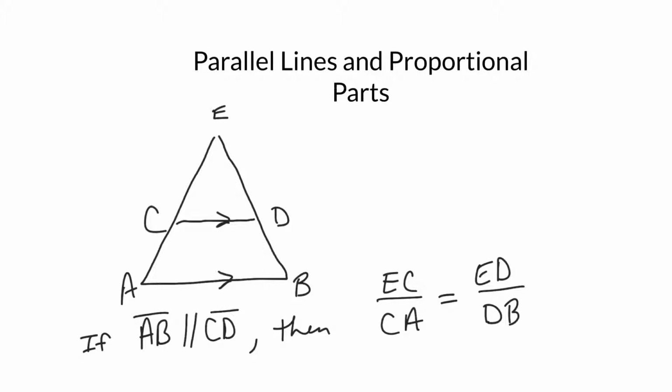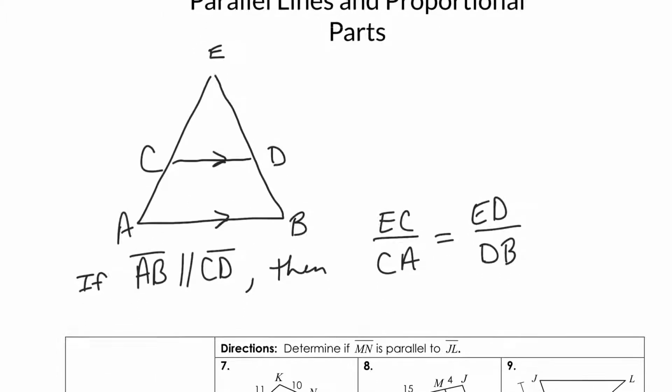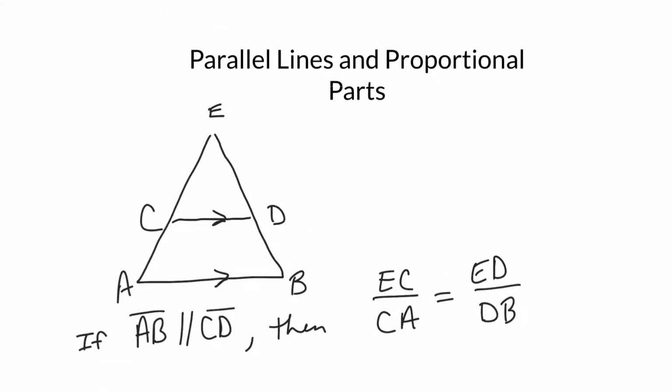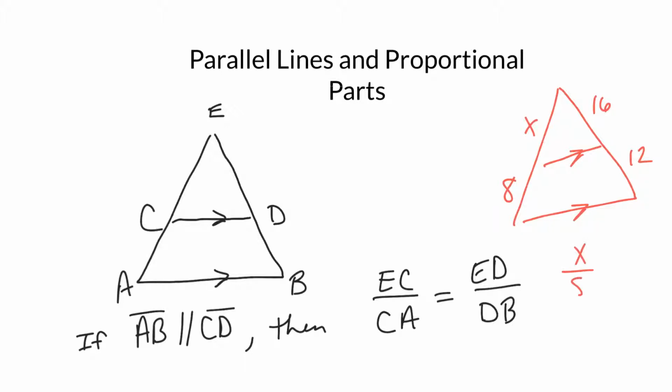As an example of that, we can look at right here. Let's say that we have the triangle. We know that the line is parallel, and we're asked to solve for x, given that this is 8, this is 16, and this is 12. So in order to solve for x, we're going to say x over 8 is equal to 16 over 12. We're going to do our cross products.